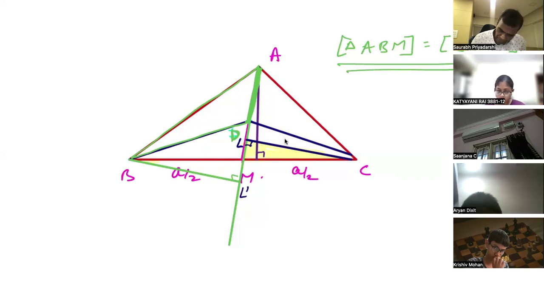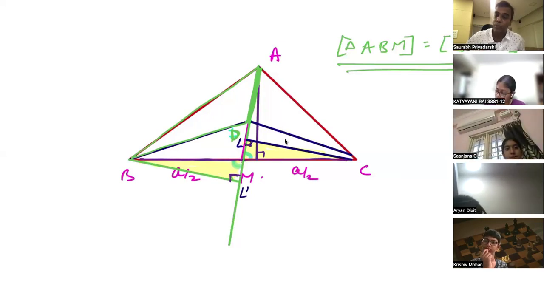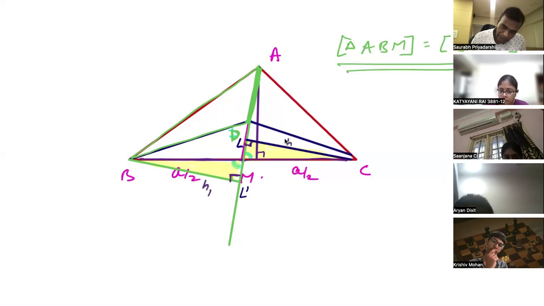Triangles CLM and BL dash, these two triangles. Can you see this angle and this angle are both the same? And this angle is 90 and this angle is also 90, and this base is the same, the length a by 2, both having the same length. Means both the triangles are what? Congruent. So the height h1 and height h2 must be the same, both having the same height h.